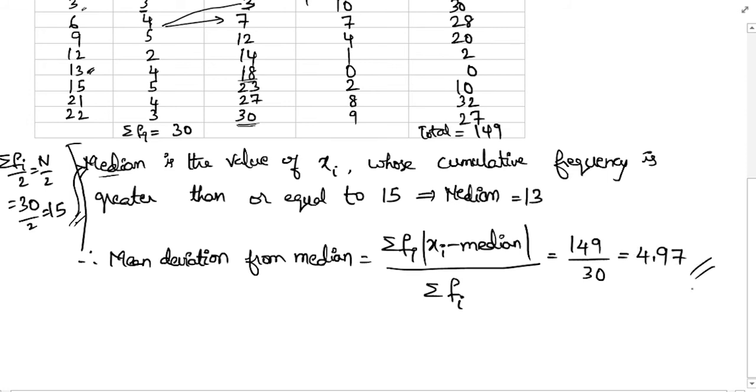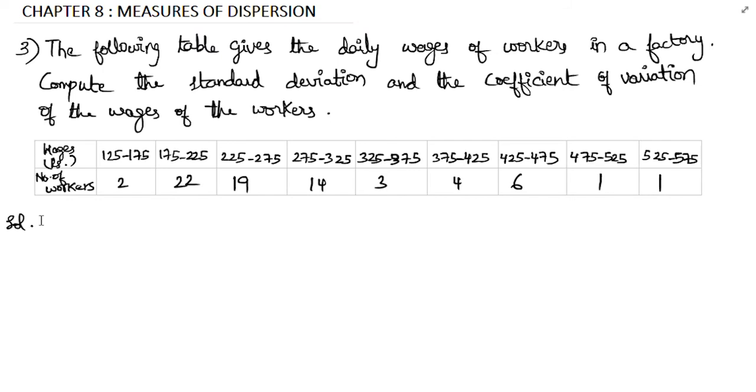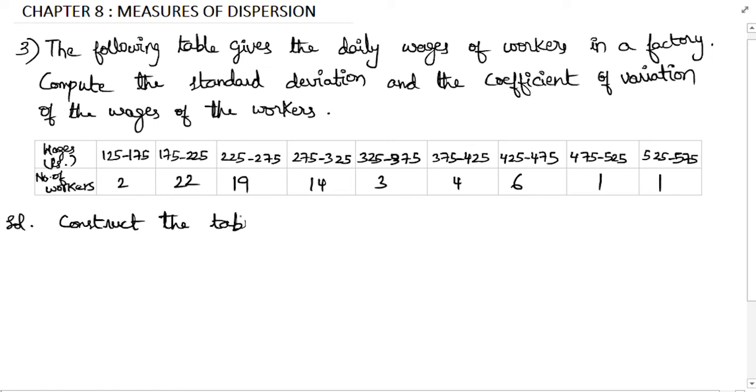4.97. Now the third question: the following table gives the daily wages of workers in a factory. We have to compute the standard deviation and the coefficient of variation of the wages of the workers. For that, first we'll construct the table. If you construct the table, then it is very easy to solve the problem, because we already know the formula, right?